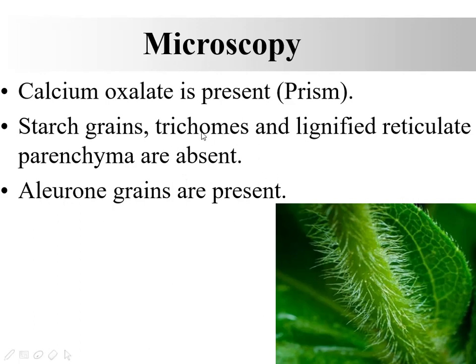Here trichomes are the small hairy structures outgrown from the epidermis of a plant. In this figure we can see this hairy like outgrown structure, white color hairy structure, this is trichome. Aleurone grains are present in the coriander. Aleurone grains are the protein bodies where the storage protein in the stable form is stored.